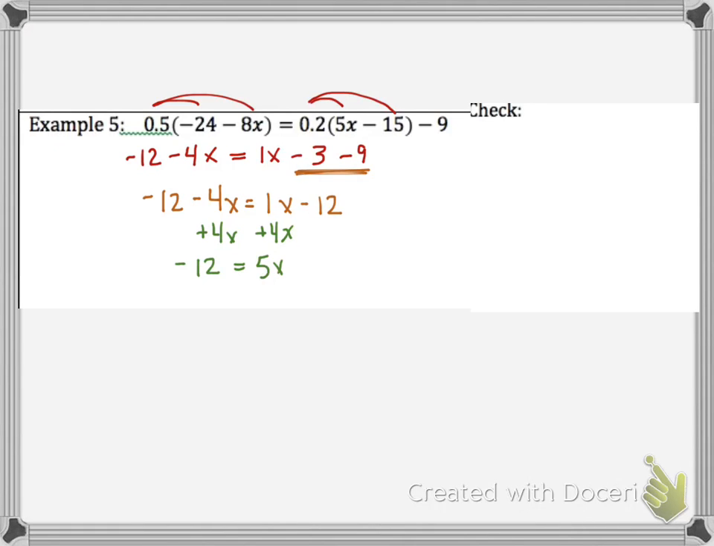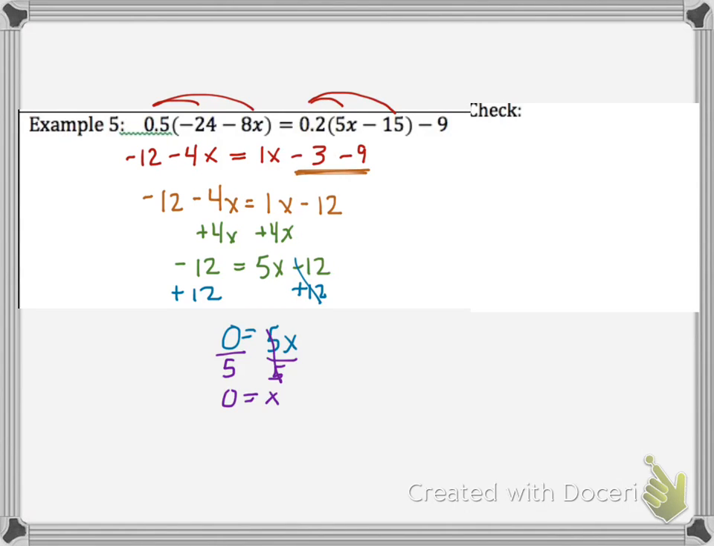And we get 5x minus 12 on the right. Then getting rid of the constants on the right, we'll be adding 12 to both sides. And that gives us 5x is equal to 0. And then isolating that variable, we would divide both sides by 5 or multiply both sides by 1/5. And there is our hopeful solution of 0.